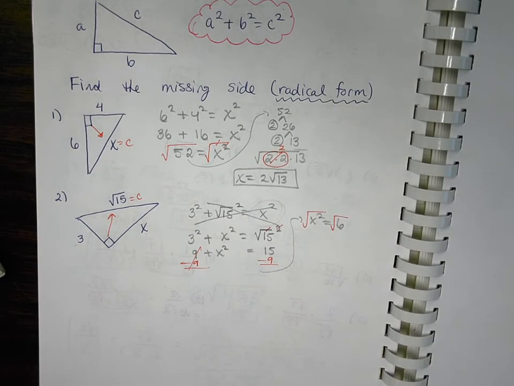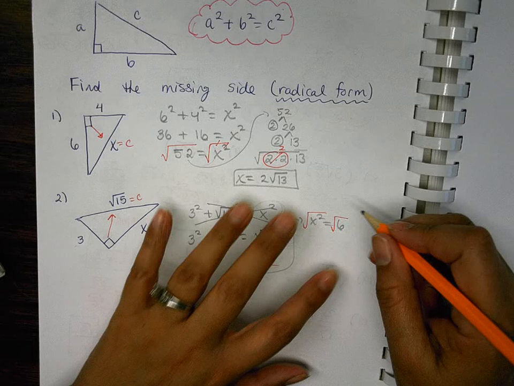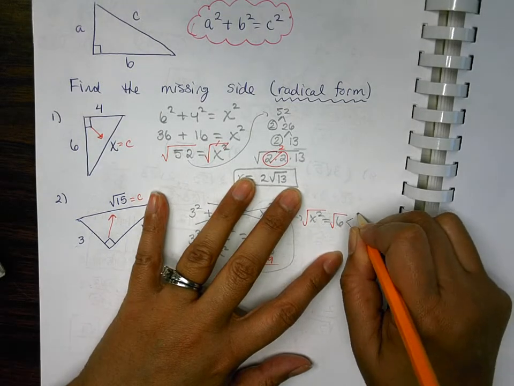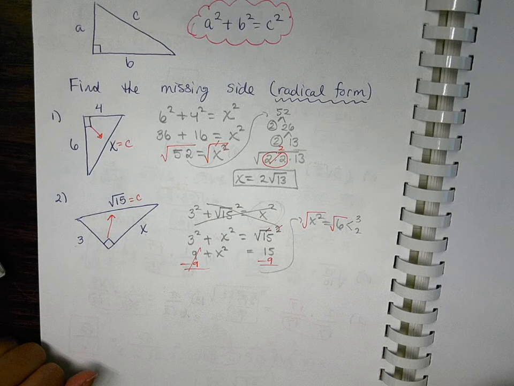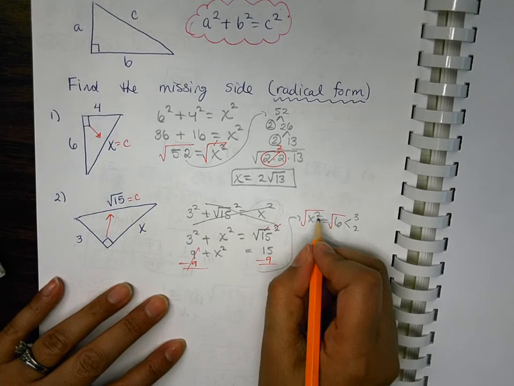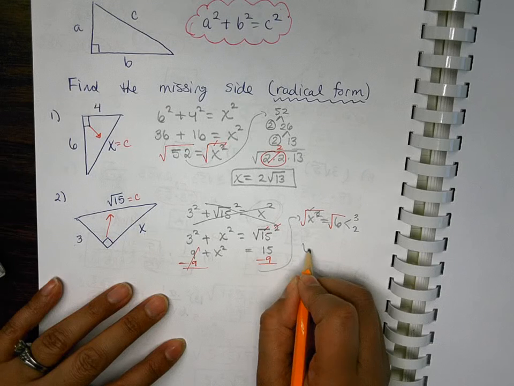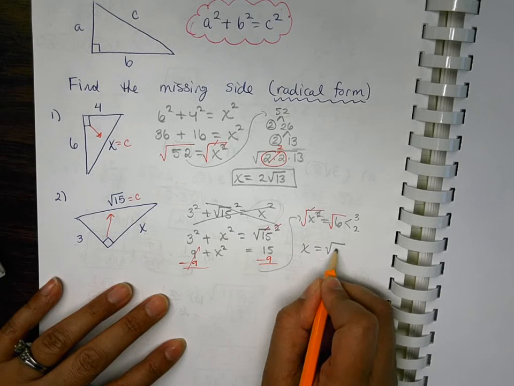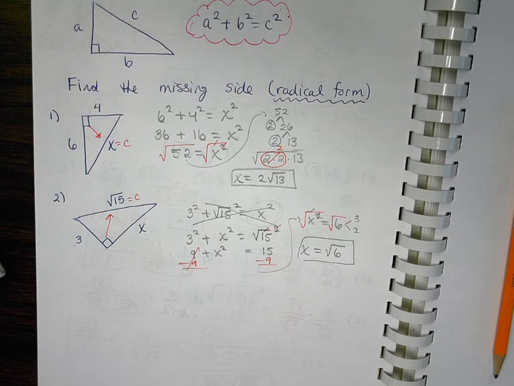Wait a second. Does 6 break down, or is 6 prime? It does break down into 2 and 3, which are prime, so it doesn't have a pair. Nothing's coming out. So first, the square root and the squared cancel, and x equals root 6, because there are no pairs that come out for 2 and 3.